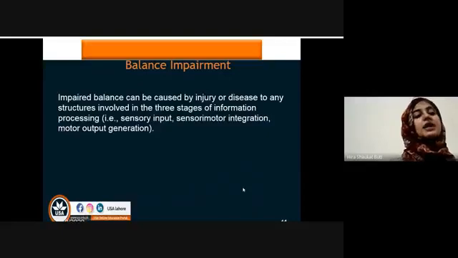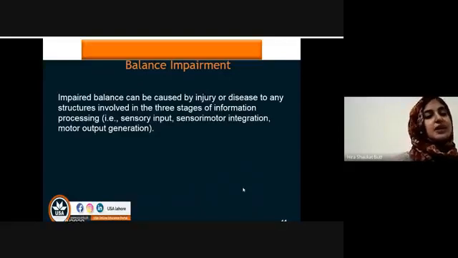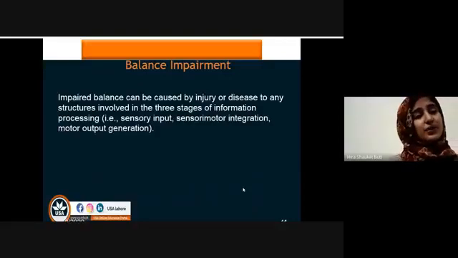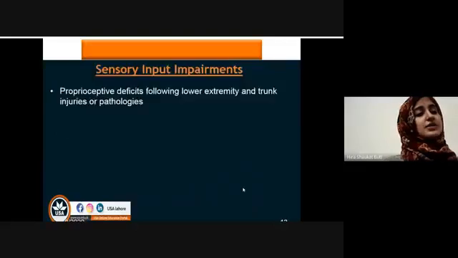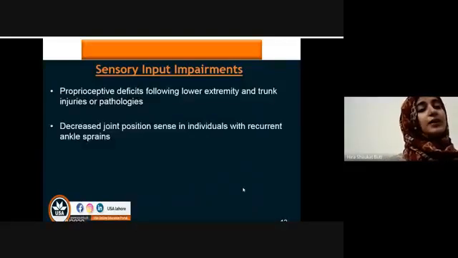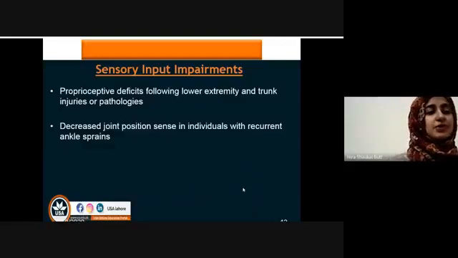So impaired balance can be caused by injury or disease to any structure that is involved in the three stages of information processing. For example, that involves the nervous control, the sensory processing, the sensorimotor integration, and the motor control. Okay, the sensory input impairment can involve the proprioceptive deficits following lower extremity and trunk injuries or pathologies.